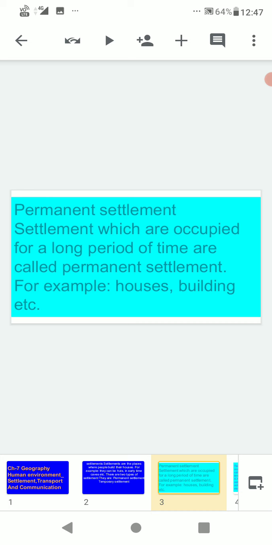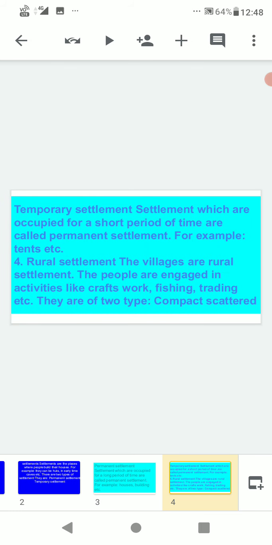So the rural and the urban settlements are also there. The villages are rural settlements where people are engaged in activities like agriculture, fishing, forestry, crafts work and trading, etc. Rural settlements can be compact or scattered. Let's see about temporary settlements. Settlements which are occupied for a short period of time are called temporary settlements. For example, tents. It's not permanent, it's temporary. Okay, you can correct it.